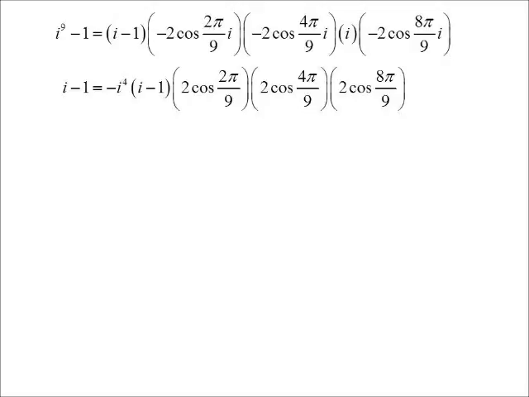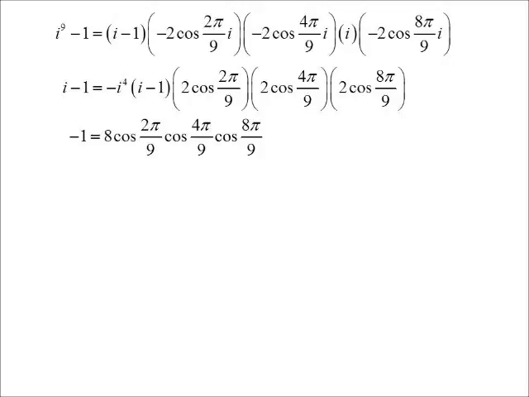So, we now have minus 1, because I've divided both sides by i minus 1, equals 8, because now I've pulled out the 2's. 2 times 2 times 2 is 8. Minus 1 is 8 cos 2 pi on 9, 4 pi on 9, 8 pi on 9.